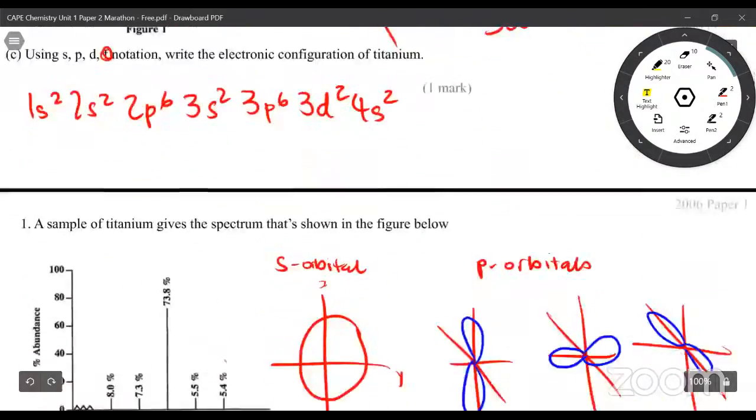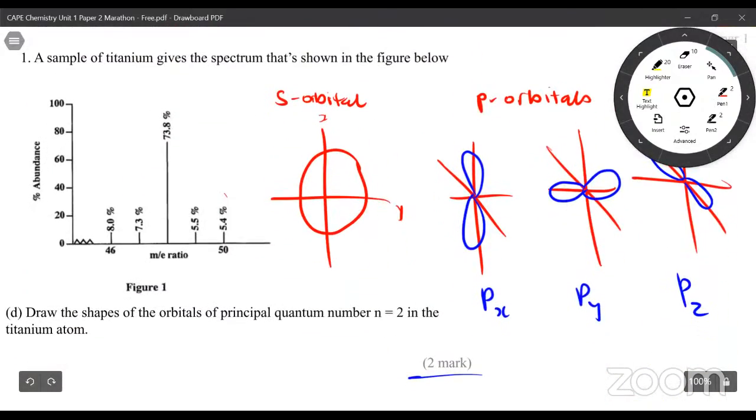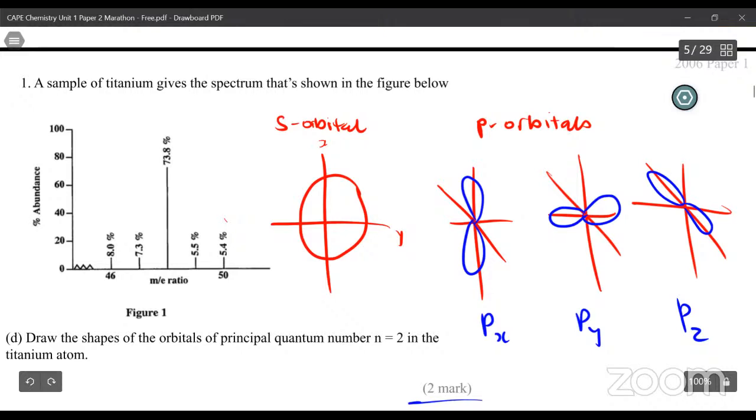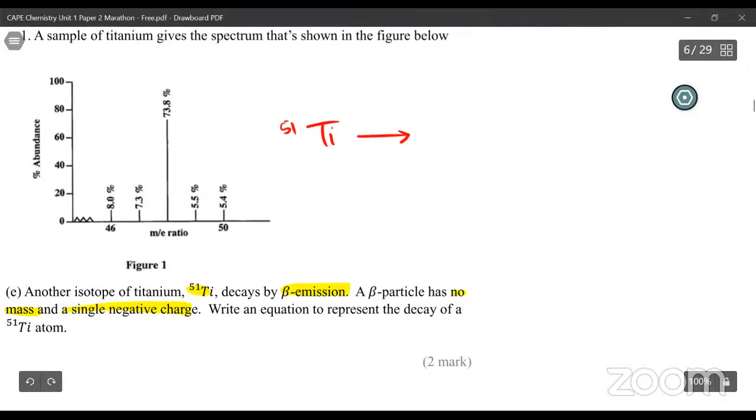And I am guessing for the question, can we draw it on one? I'm thinking you're asking about here when we're asked to draw the orbitals. No, you have to separate them. Can't draw everything on one thing. You have to separate them or you're not going to get your marks. No, back to this.